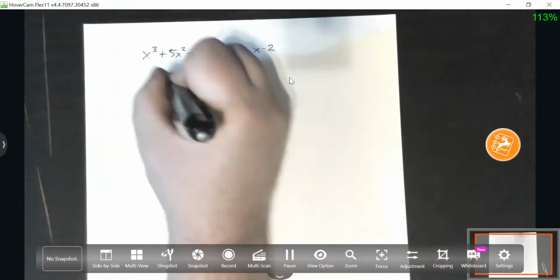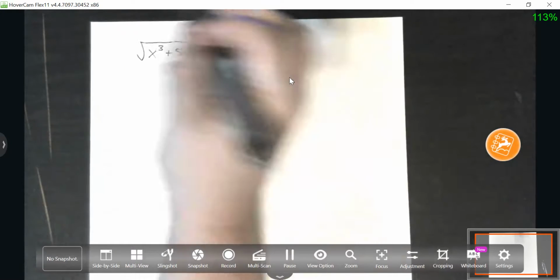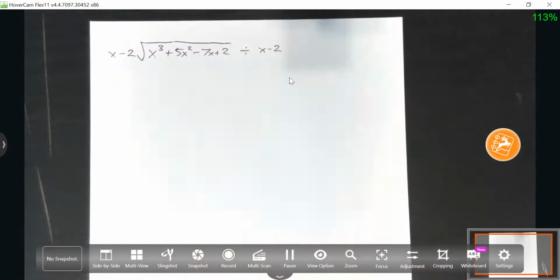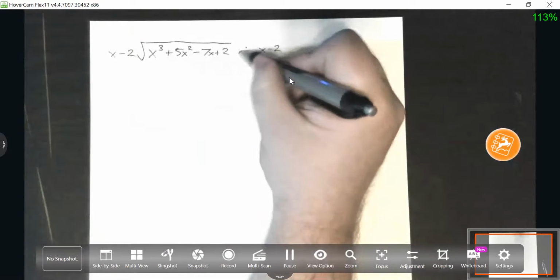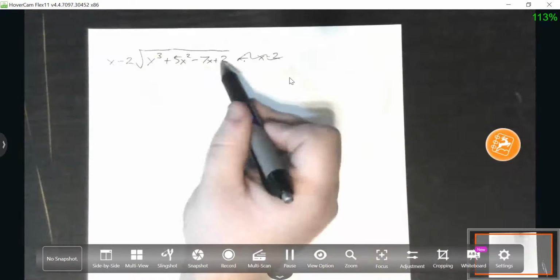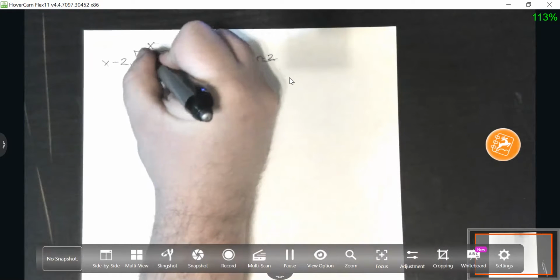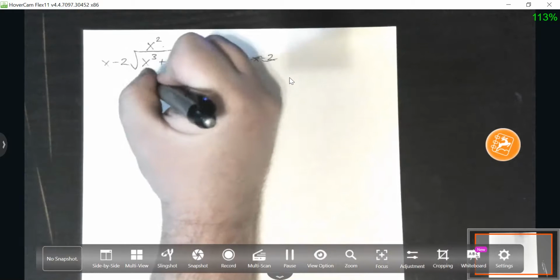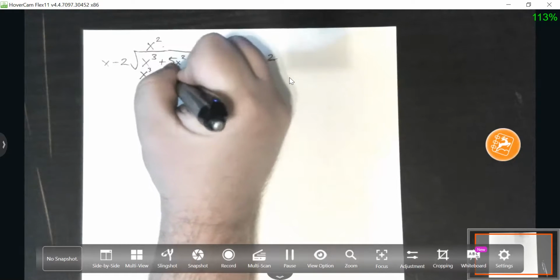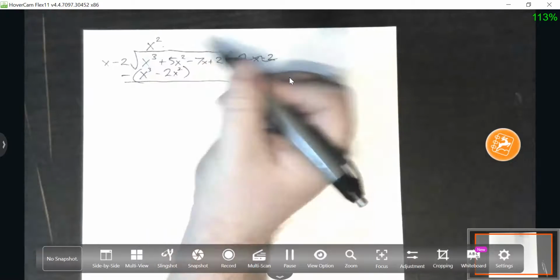Okay, so I can write it out. So I'd put my bracket on. We have x minus 2 on the outside. Get rid of this guy for the moment. And now I can start going. There's no missing spots. I don't need any placeholders. So x goes into x cubed, x squared times. So that gives me an x cubed minus 2x squared. Draw the line and subtract.